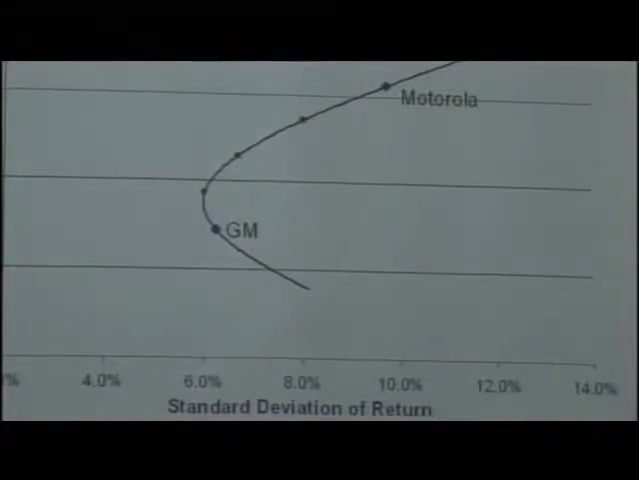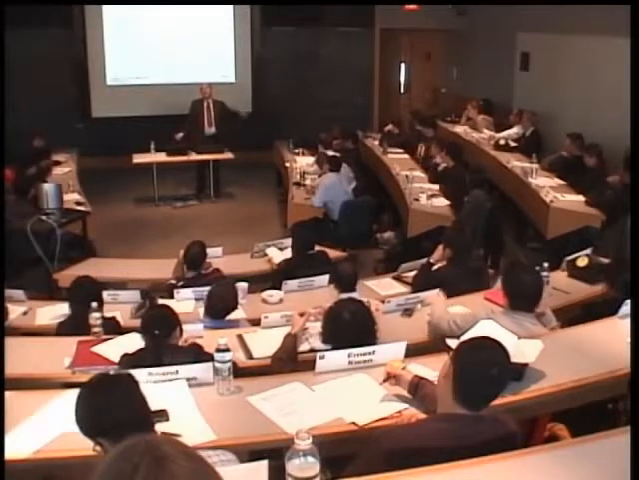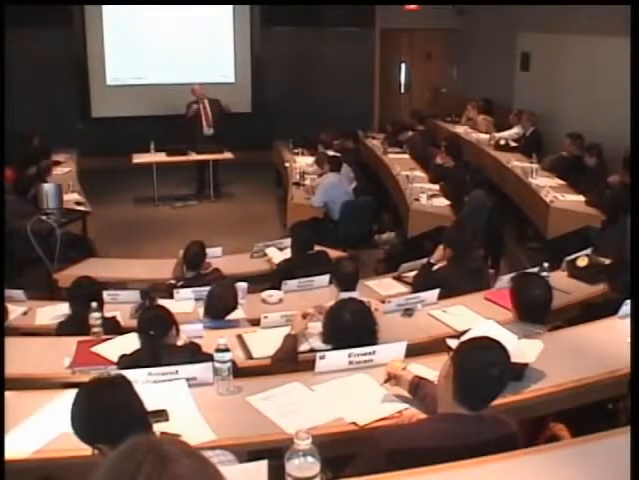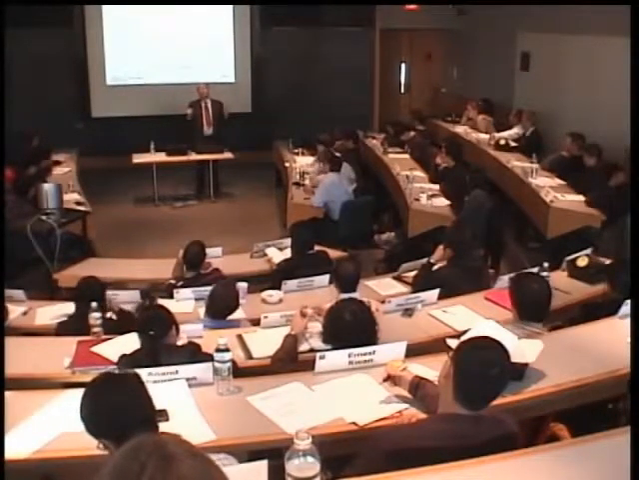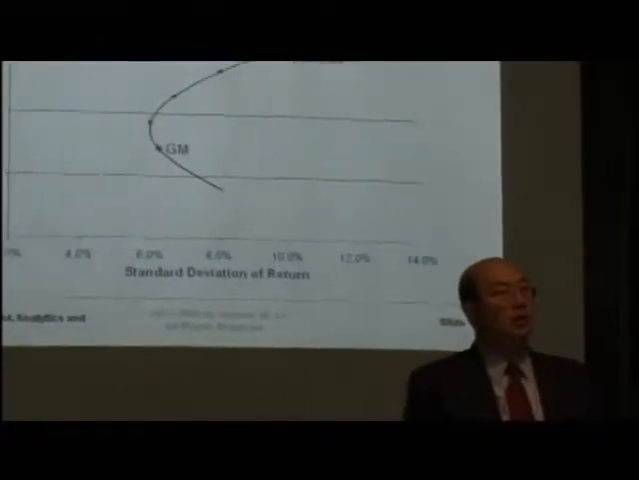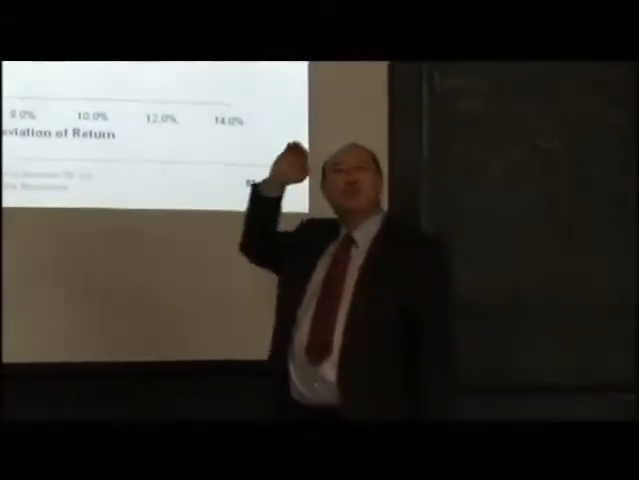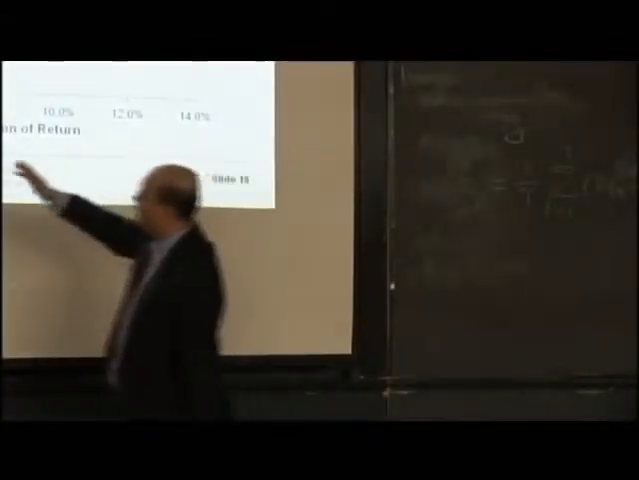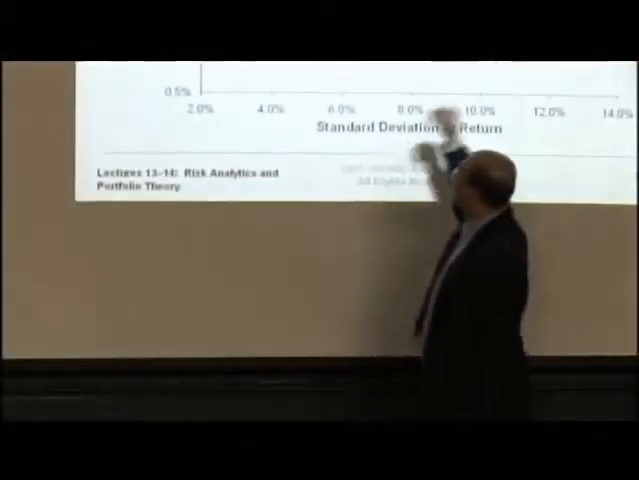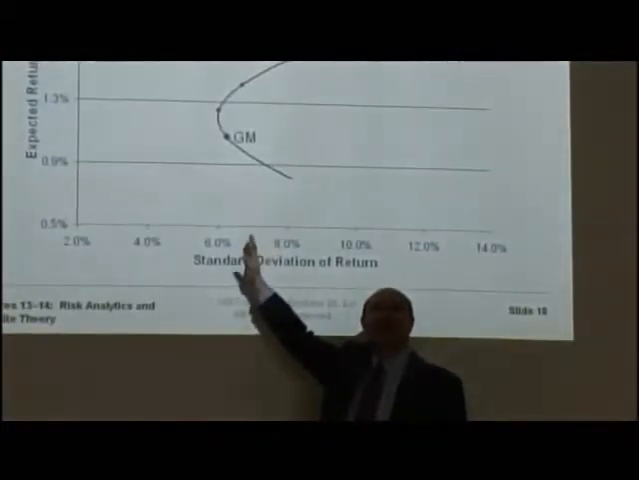One of the things that you'll notice about this graph is that if you only had two stocks available to you, GM and Motorola, the least amount of risk that you could possibly create for yourself is if you put 100% in General Motors. In other words, if all you cared about was going west, the most extreme west you can go, other than putting your money in T-bills over here, is General Motors. You can't get any less risky than that, right?